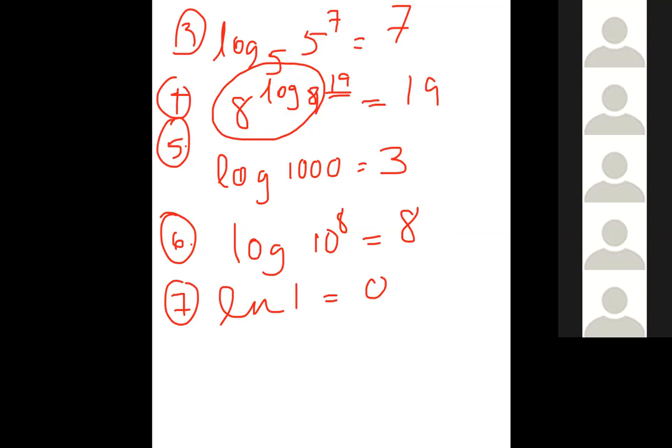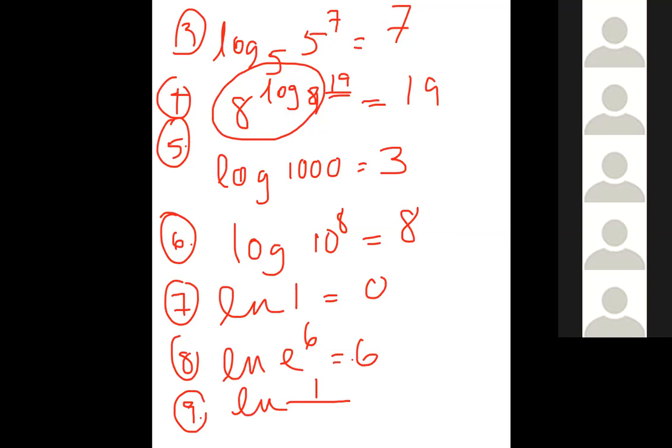0, excellent. Number 8, natural log of e to the 6th power. Remember, guys, we're just using the properties here. 6, just the exponent. Guys, ask me questions if you're not sure. Natural log of 1 over e to the 7th power. What's the answer? You can ask me questions in the chat box, or just raise your hand and I'll answer your questions. -7 on this one.